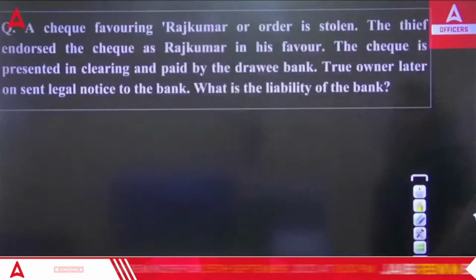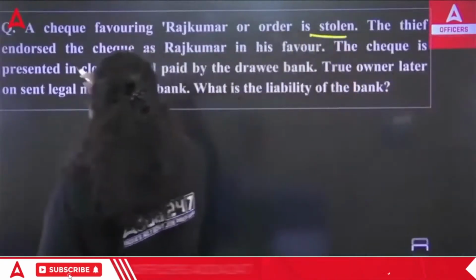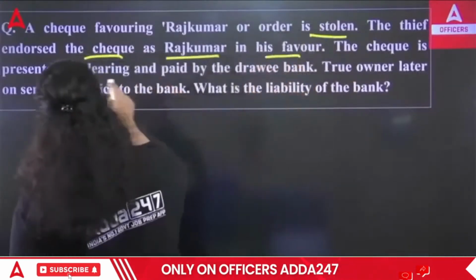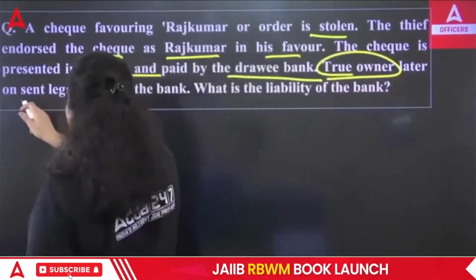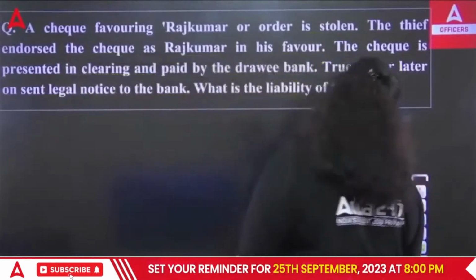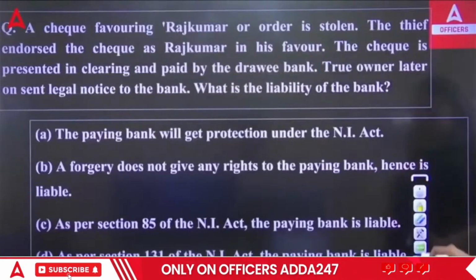Now, next question. A check favoring Mr. Rajkumar or order is stolen. The thief endorsed the check as Rajkumar in his favor. The check is presented in clearing and paid by the drawee bank. The true owner later on sent a legal notice to the bank. What is the liability of the bank? This is a kind of case study. What will be the liability of the bank?